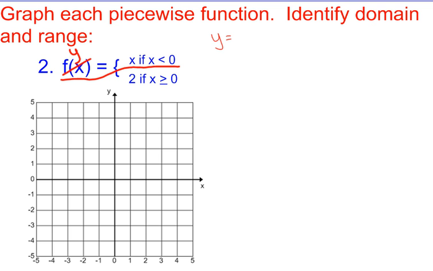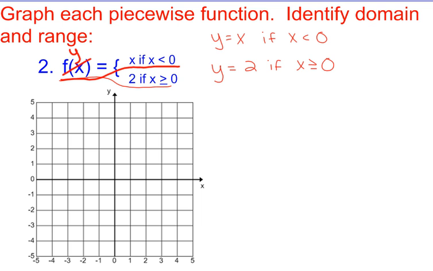It's something I'm used to seeing, and I can replace that if I'd like to help me graph it. So y equals x if x is less than 0, and then if I go with the bottom piece, y equals 2 if x is greater than or equal to 0. So we are going to have two different graphs on the same plane, but we're going to have restrictions on them. So you'll see how that works. I want you to use pencil when you're graphing these.